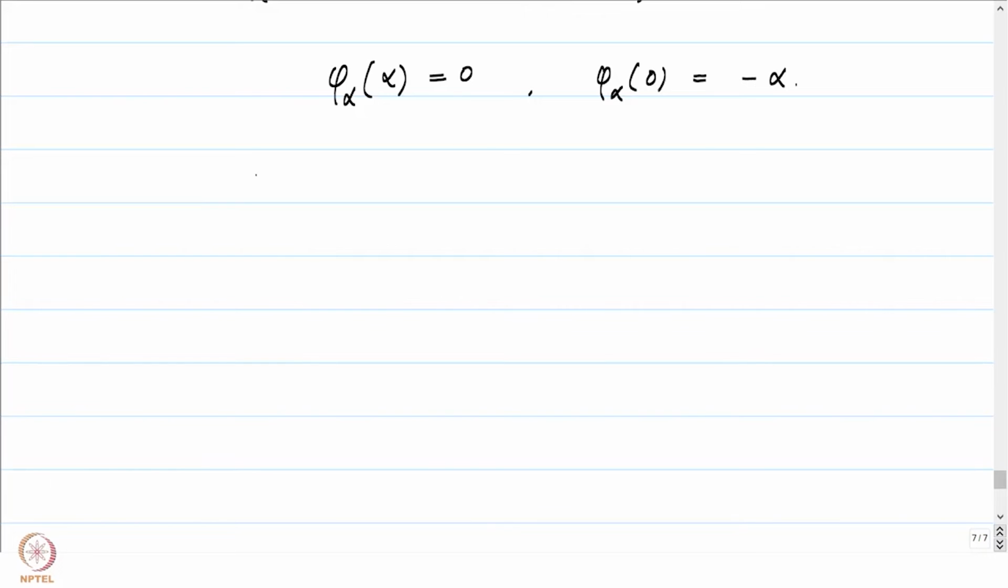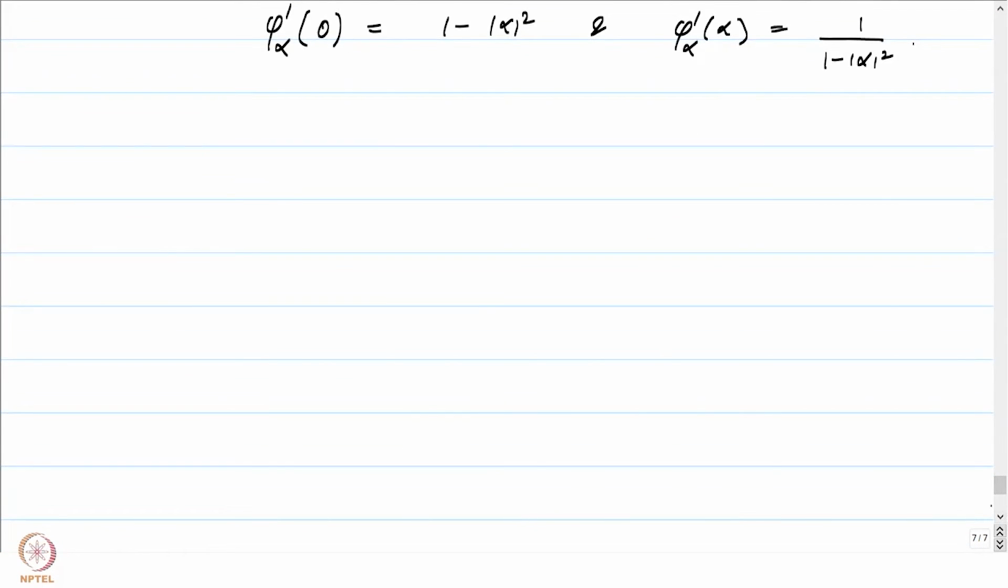You can also check, you should sit down and check this out, that phi alpha prime at 0 is equal to 1 minus mod alpha squared, and the derivative of phi alpha at alpha itself is equal to 1 by 1 minus mod alpha squared. So these are all simple checks which I would urge you to sit down and work out the details for.